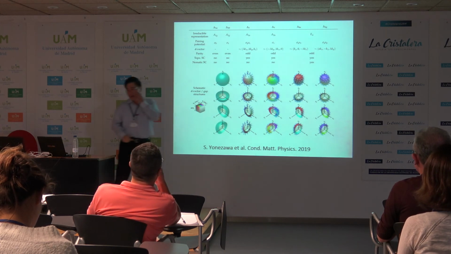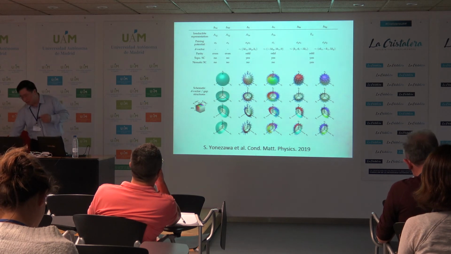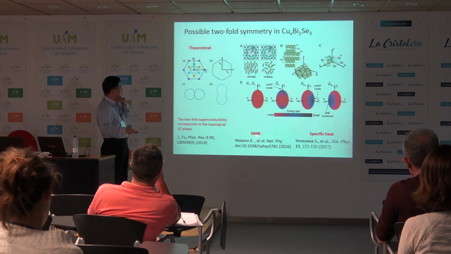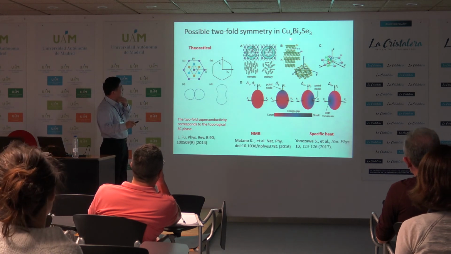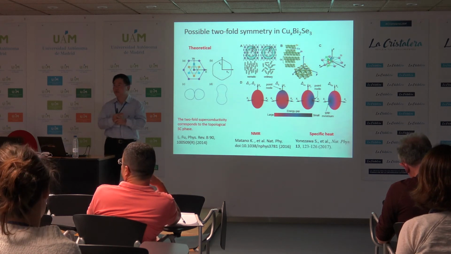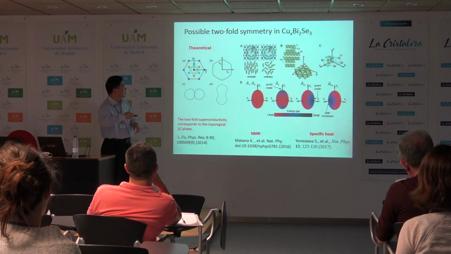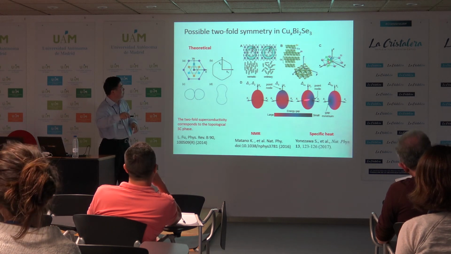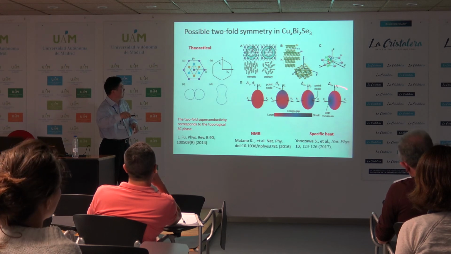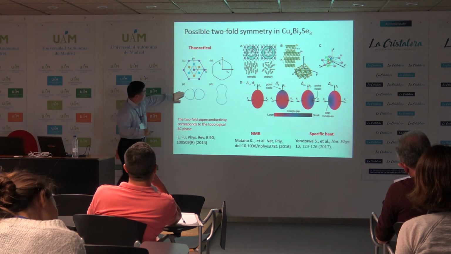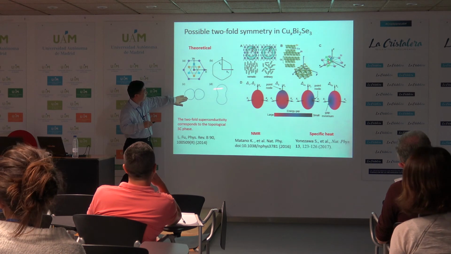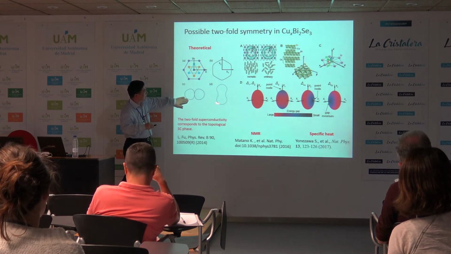Actually, Liang Fu's theory was inspired by the experiment of Guoqing Zheng in the NMR measurement. They found in this sample that the Knight shift has a twofold symmetry feature. So in that case, they proposed this kind of odd parity gap with twofold symmetry, either delta 4x or delta 4y. With a gap like that, delta 4x has a node, while delta 4y does not have the node.